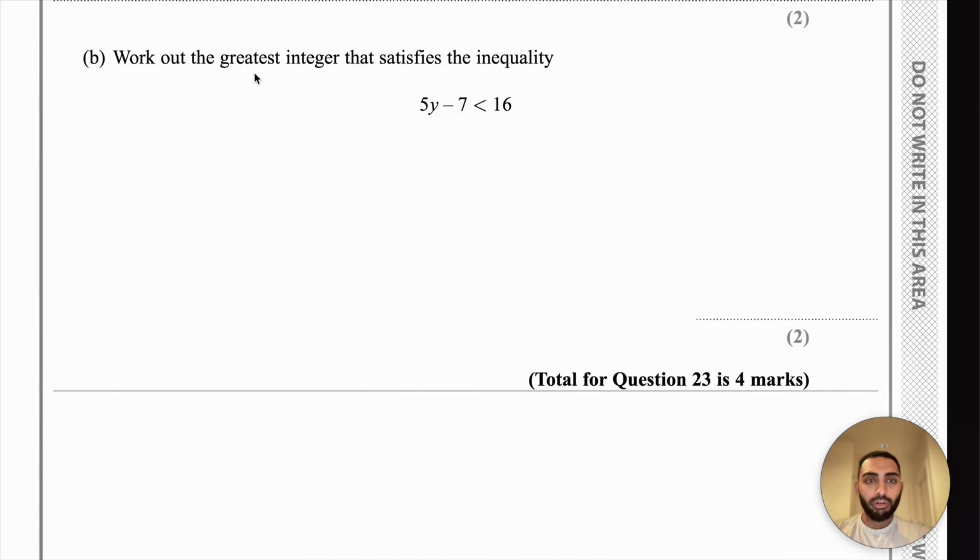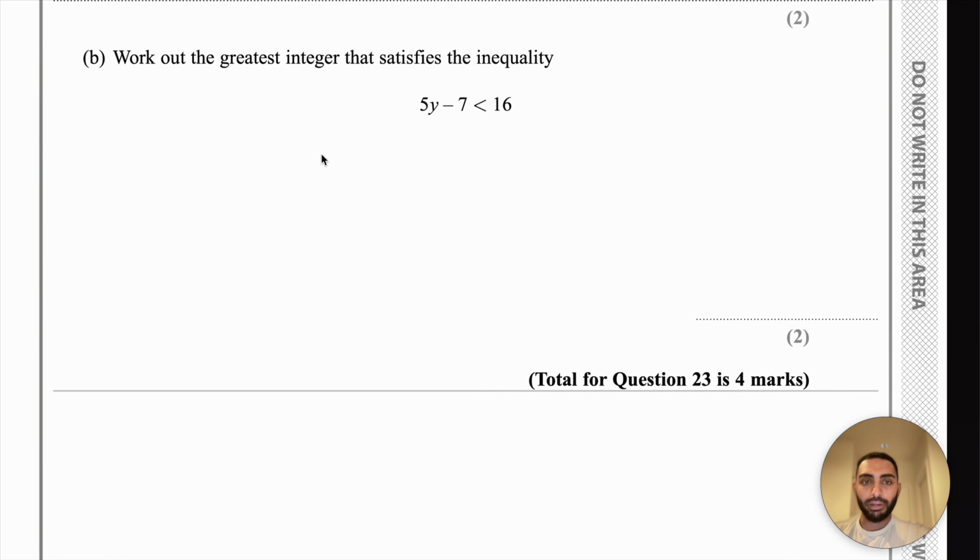Part B, work out the greatest integer that satisfies the inequality. Integer just means whole number. Satisfies the inequality just means I need to solve this and find the number that works for this. So what's happening to this y in this inequality? It says 5y take away 7 is less than 16. So I just need to treat this like an equation.